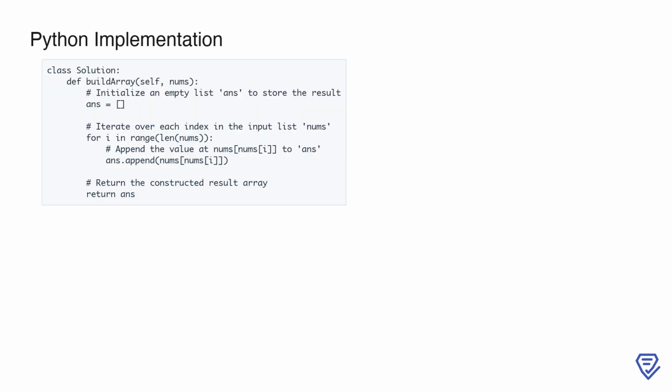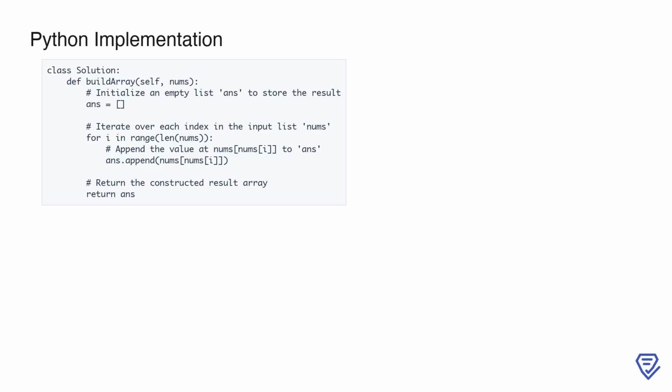effectively. This Python implementation begins by defining a class Solution with a method buildArray that takes a single argument, nums, which is the input list. The problem requires constructing a new array ans such that each element in ans corresponds to the value found at the index specified by nums[i] in the original list nums.